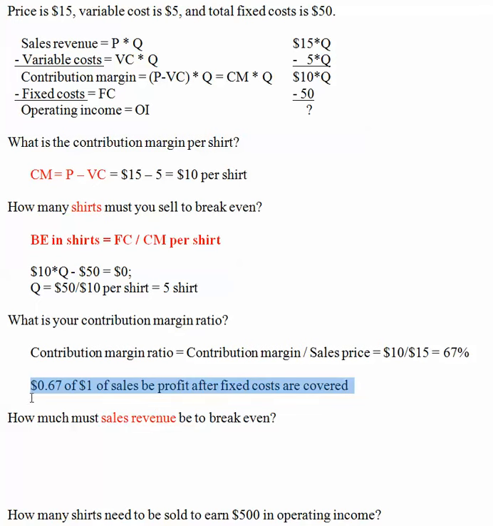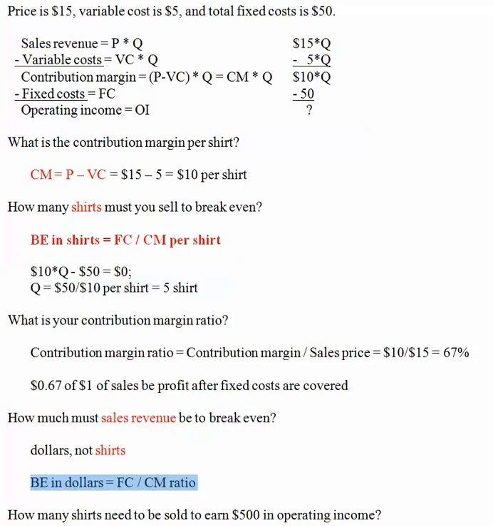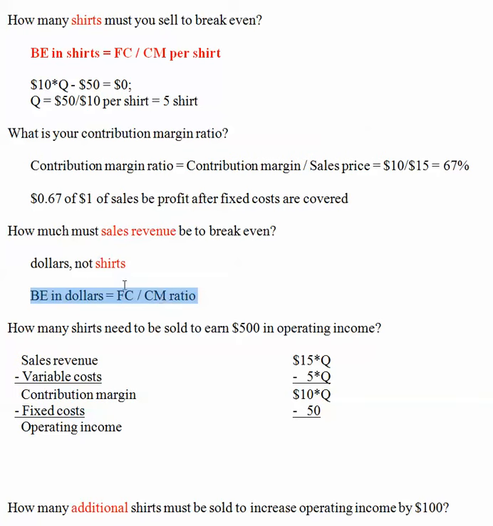We use that ratio, the contribution margin ratio, as a way of figuring out what your break-even is in sales dollars, not shirts. So the formula is similar: you take your fixed costs in total, divided by this contribution margin ratio, to get the amount of sales you would need to break even, and it's $75. Now you could have gotten it knowing that we need to sell 5 shirts to break even, and as each shirt sells for $15, that would get you to your $75.